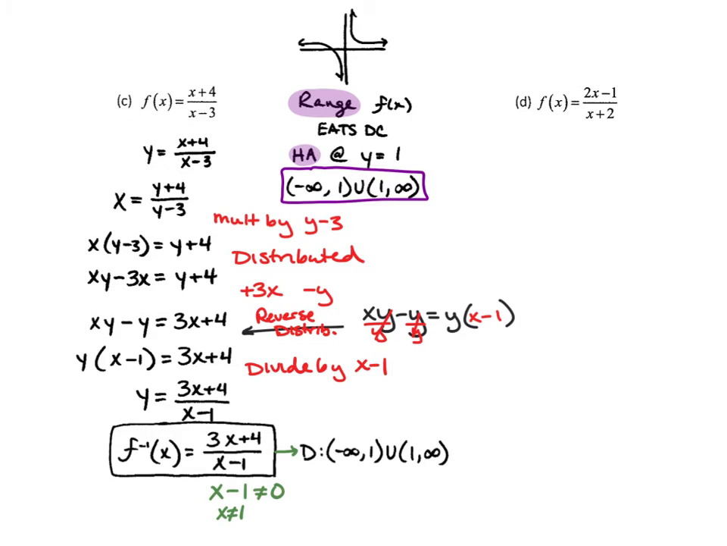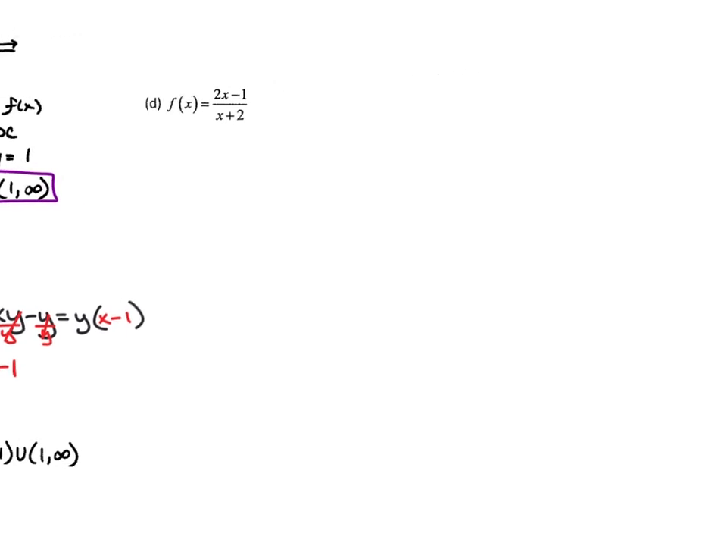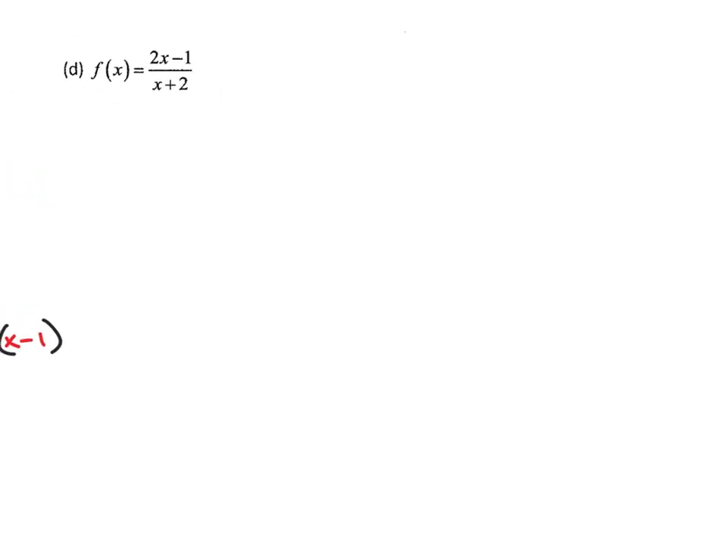All right, now it's your turn. We have D here, and you have a nicely worked out example for this particular type of rational function. I want you to pause the video and give it a shot.